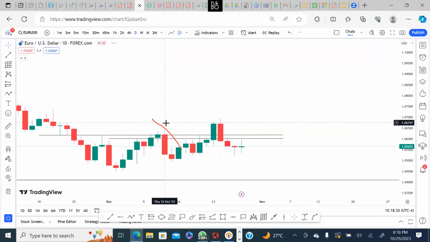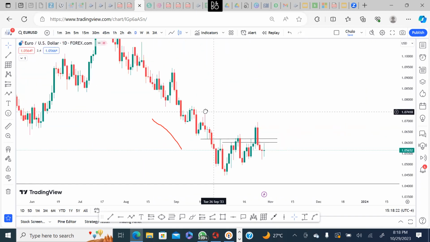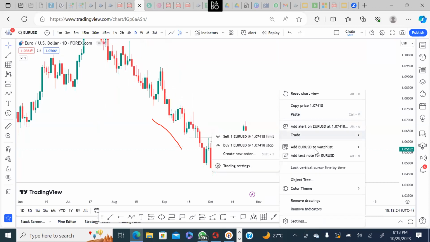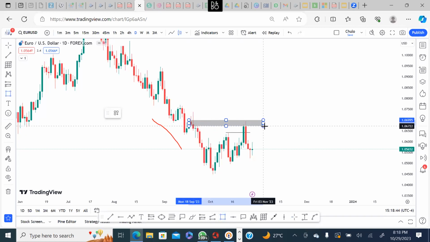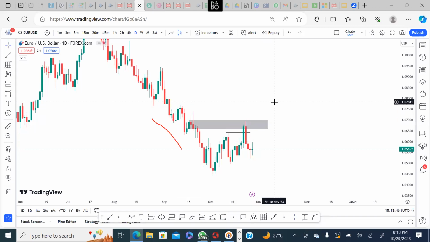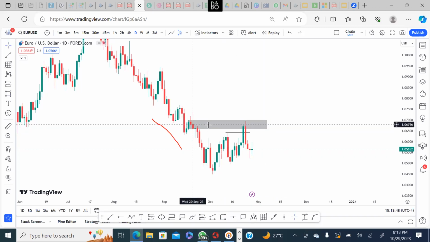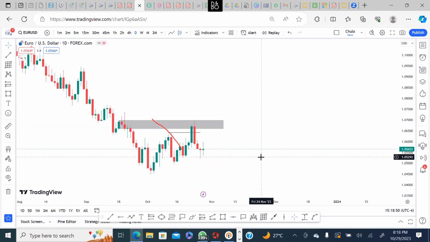So from the daily now, price took out this buy stop liquidity and gave us an aggressive move to the upside from the 4 hours if you're using a lower time frame. Then price reacted to this daily order block here before the move.